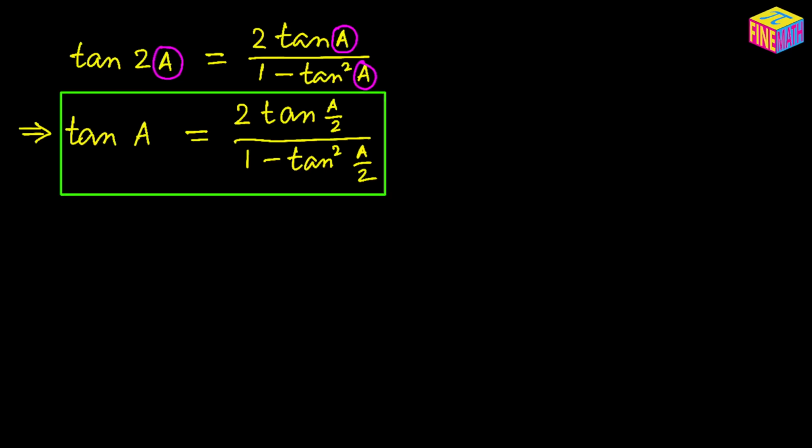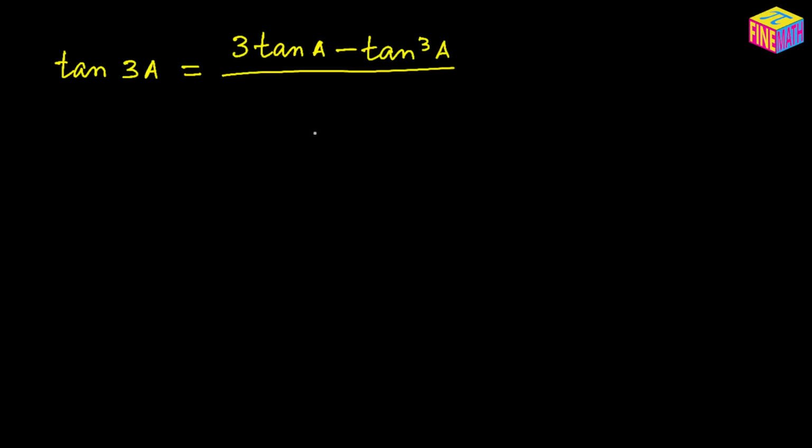Similarly, let's try to express the value of tangent of A in terms of 1/3 of A. In the previous video, we have seen that tangent of 3 times A can be written as 3 times tangent of A minus tangent cubed of A divided by 1 minus 3 times tangent squared of A. Now let's do a similar substitution here also. So wherever we have the A, we are going to replace that by 1/3 of A, and if we do that, then what's going to happen?